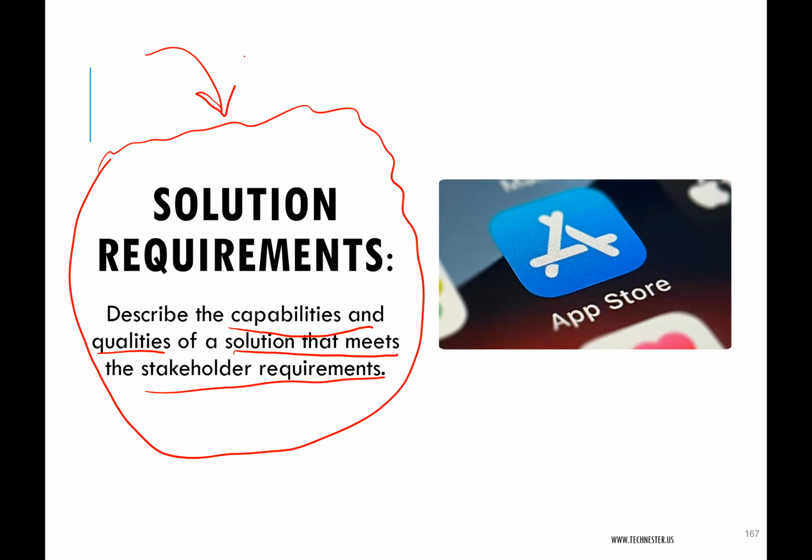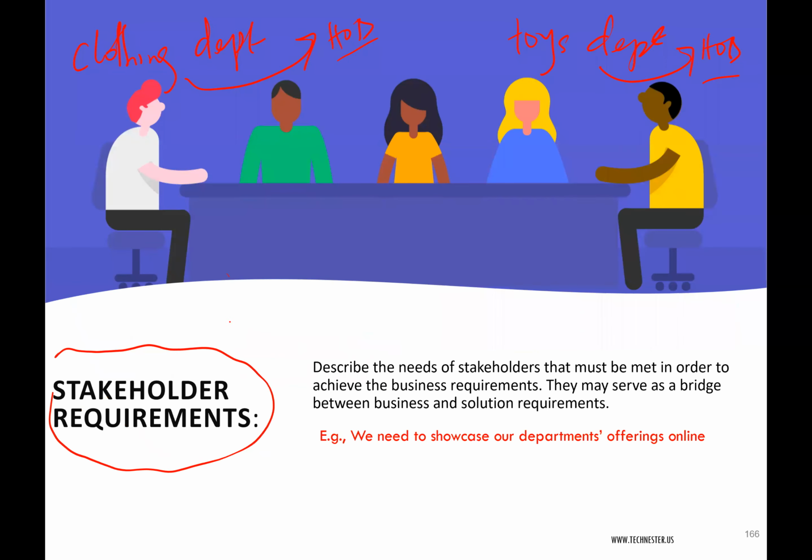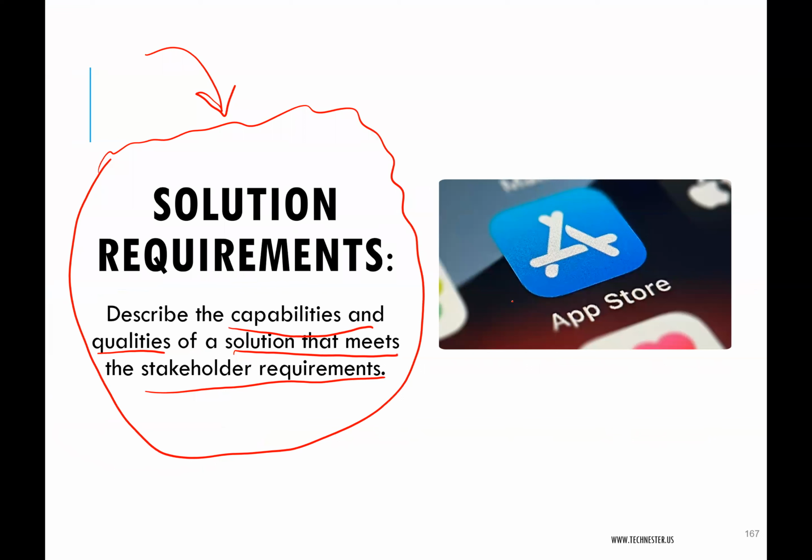Right. So in the stakeholder requirement phase, you are getting statements of what they need. Here you are clarifying it, focusing on how the solution should look based on what they have told you. So what are the features the solution should have? What are the capabilities the solution should have based on those needs you have documented, the stakeholder requirements you have documented?